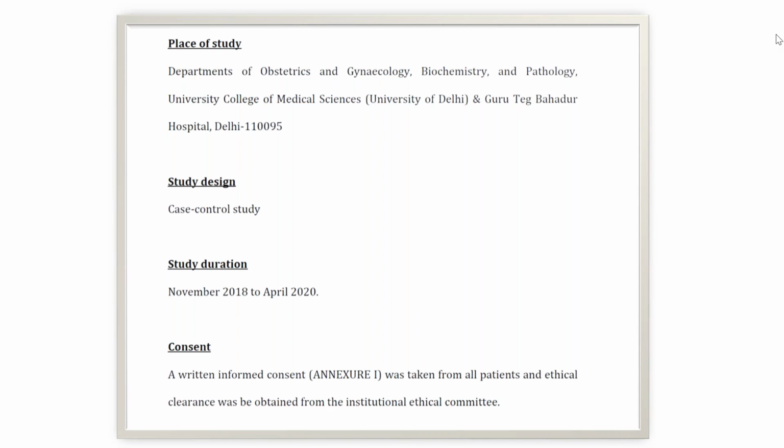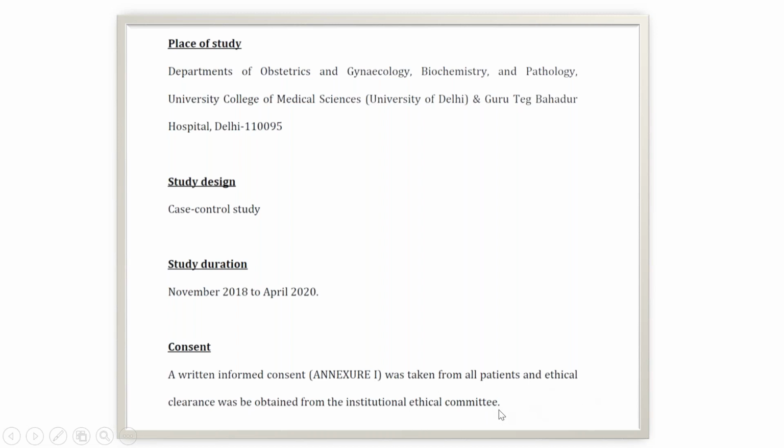And you have to mention the departments, as I said, where it is being done. Then a written consent, this is obviously in the past tense because I have taken it from a thesis. But in a protocol, you write a written informed consent will be taken from all patients and ethical clearance will be obtained from the institutional ethical committee. But here there is a mistake. You have to write the college name also.